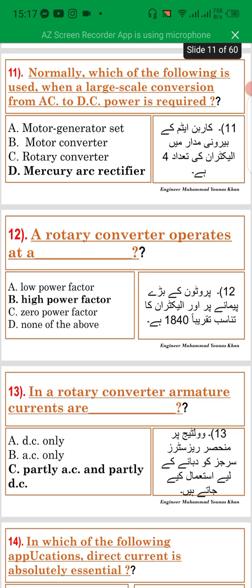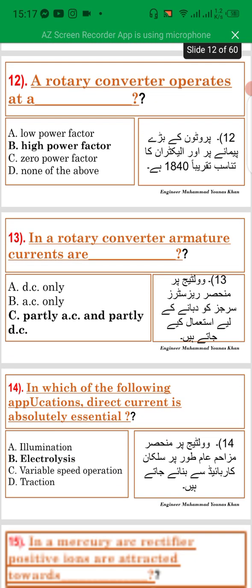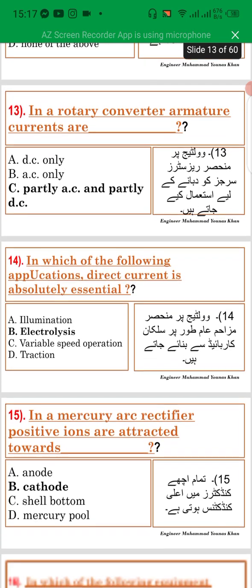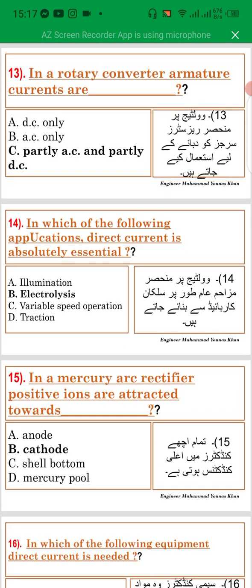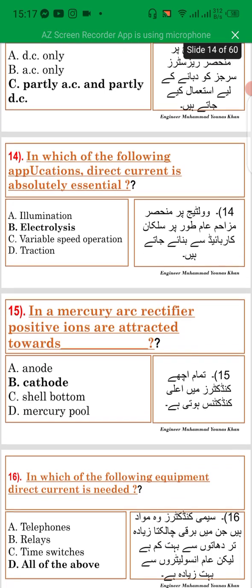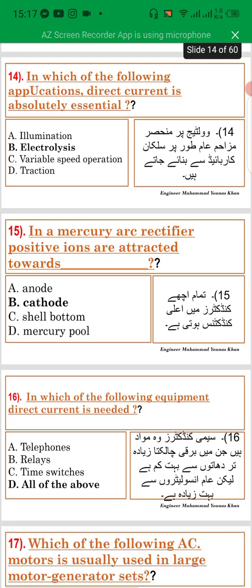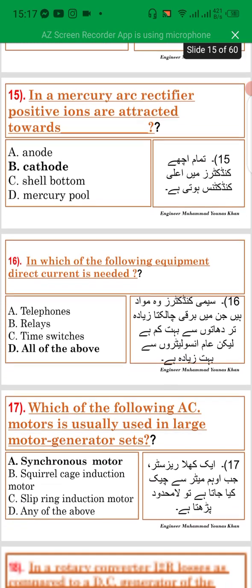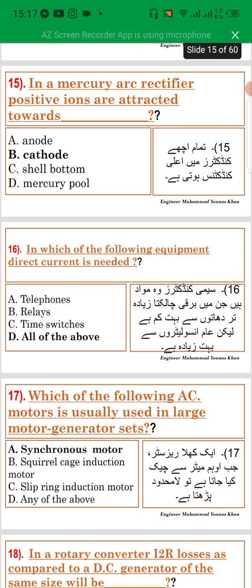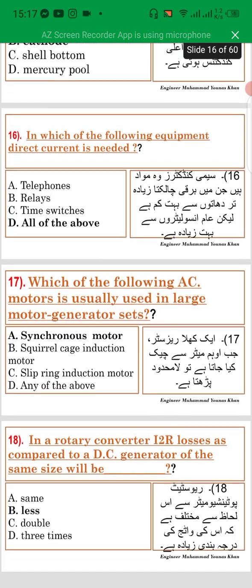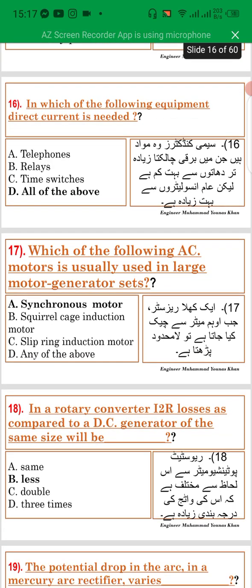Normally, which of the following is used when a large-scale conversion from AC to DC power is required? Mercury arc rectifier. A rotary converter operates at a high power factor. In a rotary converter, armature currents are partly AC and partly DC. In which of the following application direct current is absolutely essential? Electrolysis. In a mercury arc rectifier, positive ions are attracted toward cathode. In which of the following equipment direct current is needed? All of the above: telephones, relays, time switches.